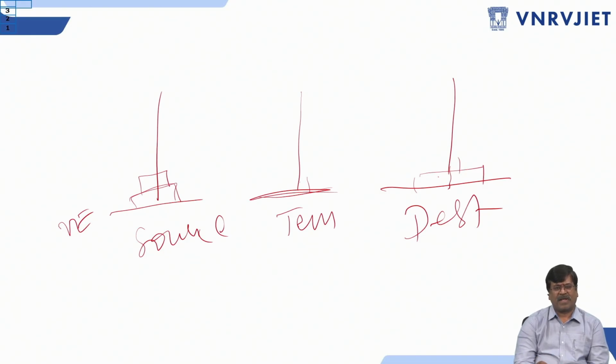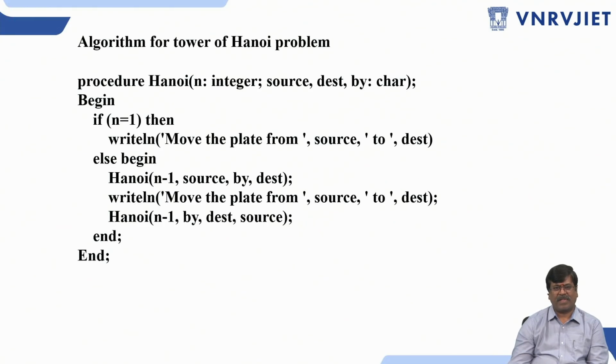If the number of disks is 3 or 4 or 5, we use the temporary needle and destination needle to arrange, and finally we get the same arrangement as in the source placed into the destination. Coming to the algorithm, it is a very simple recursive algorithm. If n equals 1, meaning there is only one disk, I can directly move it from source to destination. I don't require any temporary needle here.